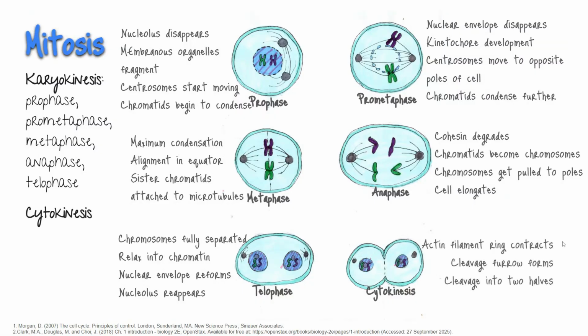Cytokinesis is a process that starts parallel to mitosis. As you can see, since anaphase, the cell is elongated and an actin filament ring forms and it starts contracting and contracting and it forms a cleavage furrow. And this cleavage furrow keeps contracting and eventually achieves cleavage into two halves of the cell. So one cell becomes two.